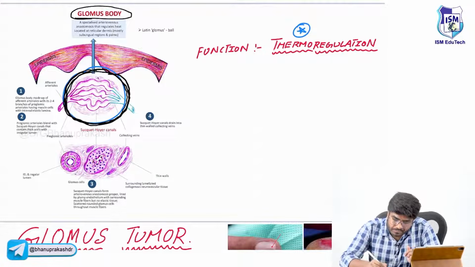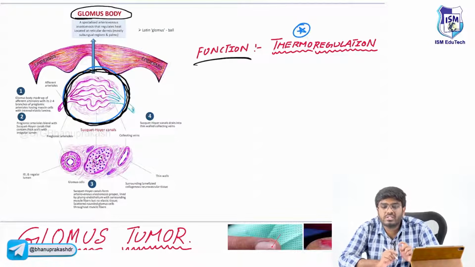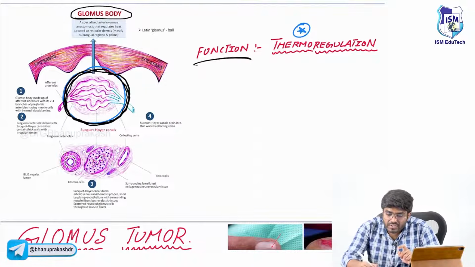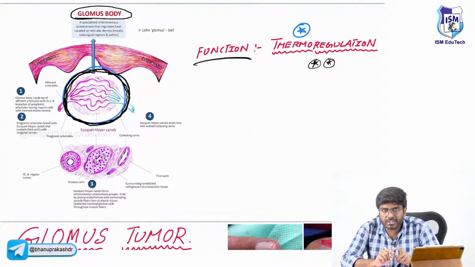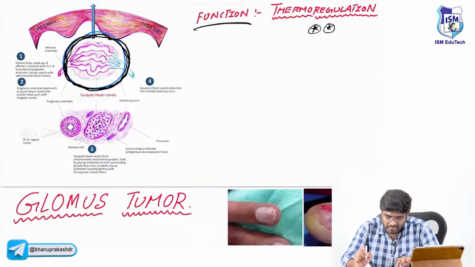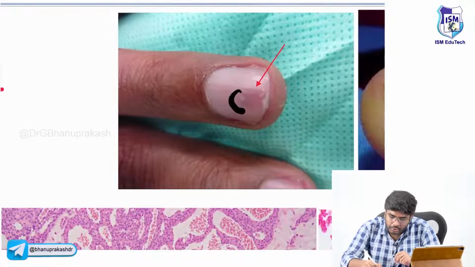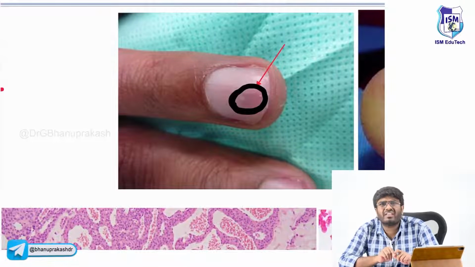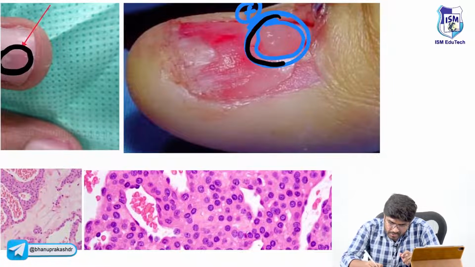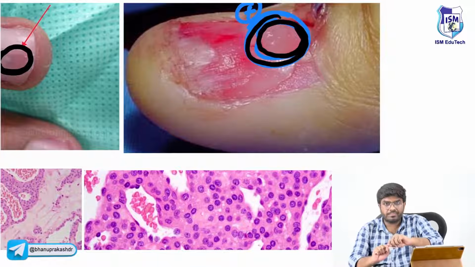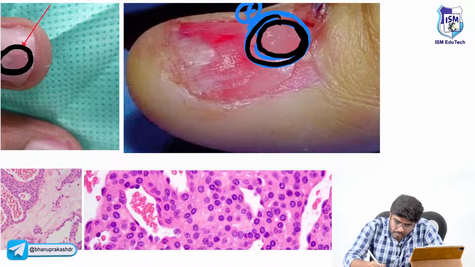If you have a tumor of this glomus body, then it is called glomangioma. What is the function of this glomus body? Thermoregulation. MCQ: glomus body, thermoregulation. If you are having a tumor under your nail bed, a very painful tumor, that is called a glomangioma. Actually here you can see the tumor. If you take out the nail, actually there is a tumor present here.